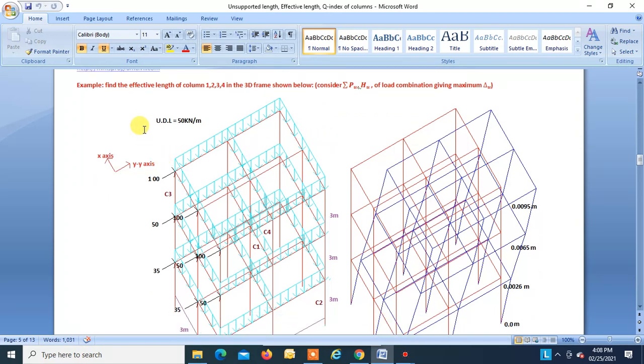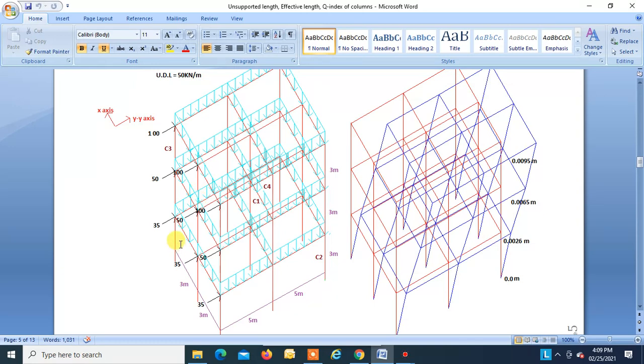So we are assuming that in our case this is the condition which gives the maximum story drift. So we are considering UDL equal to 50 kilonewton per meter acting on all the beams. This is y axis, this is x axis, and lateral forces are acting at the nodes. At first floor 35 kilonewton is acting, at second floor 50 and 50 kilonewton is acting, at third floor 100 and 100 kilonewtons are acting.